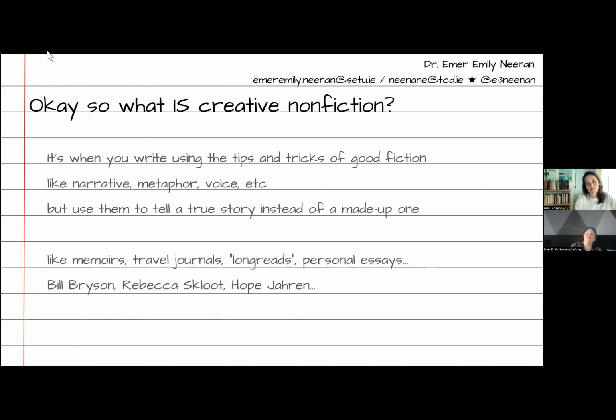Examples of people who write nonfiction, like Bill Bryson, Rebecca Stute, Hope Yaron. There's loads and loads of really good creative nonfiction writers. A lot of it tends to be travel and memoir. They tend to be the big ones, but there's all sorts of uses of creative nonfiction.